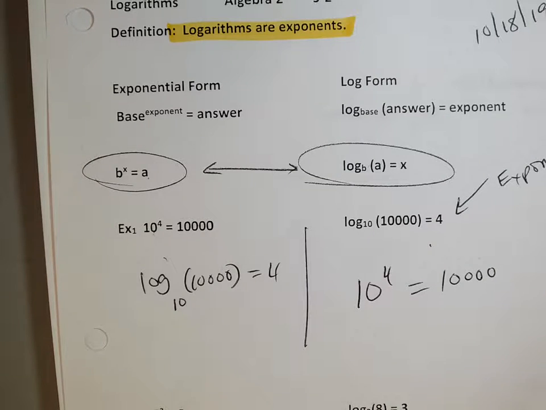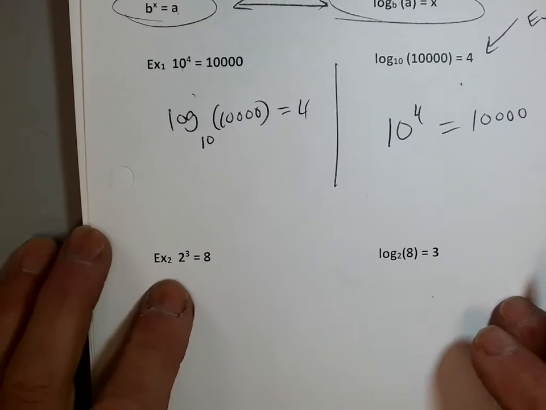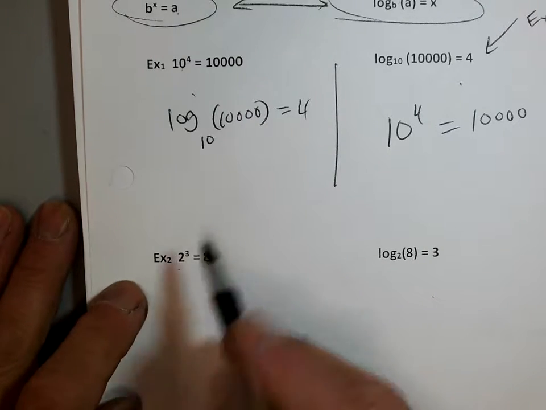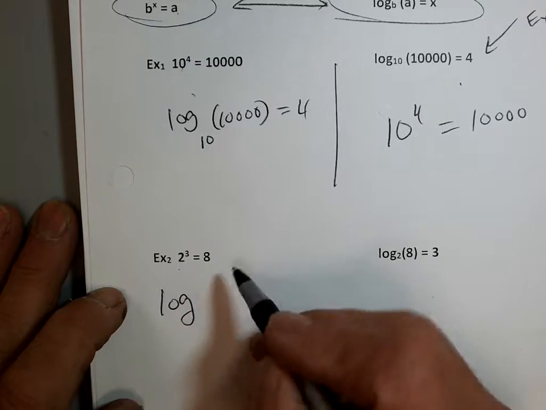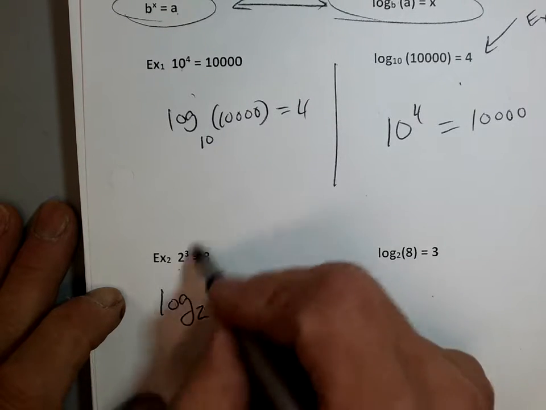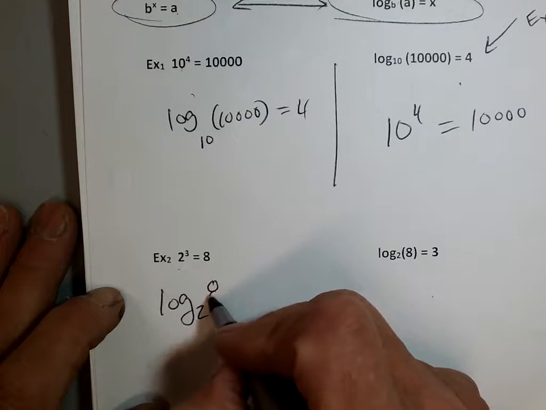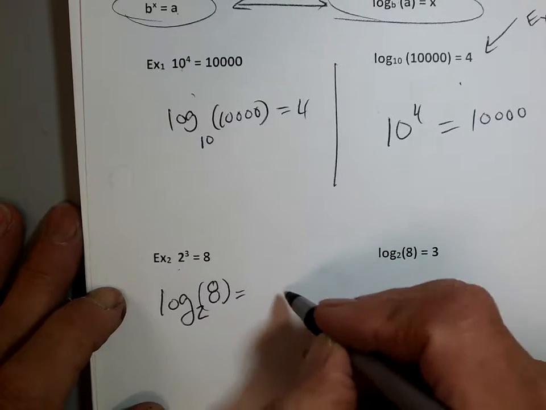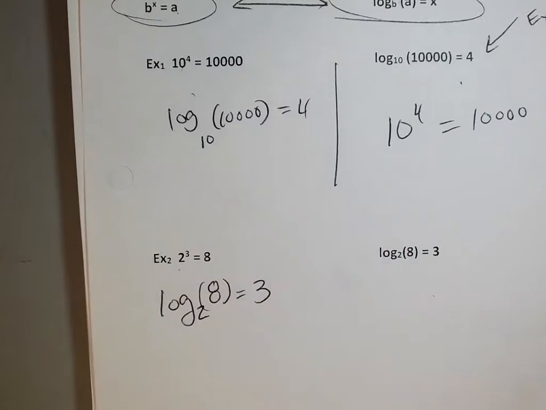So on example 2, we'll do the same thing. We'll change it to log. That's my base number. So we'll go, okay, log, that's my base number, base 2, of my answer, 8, equals my exponent, which is my 3, right? Not too bad. We practice this a little bit in our journal.